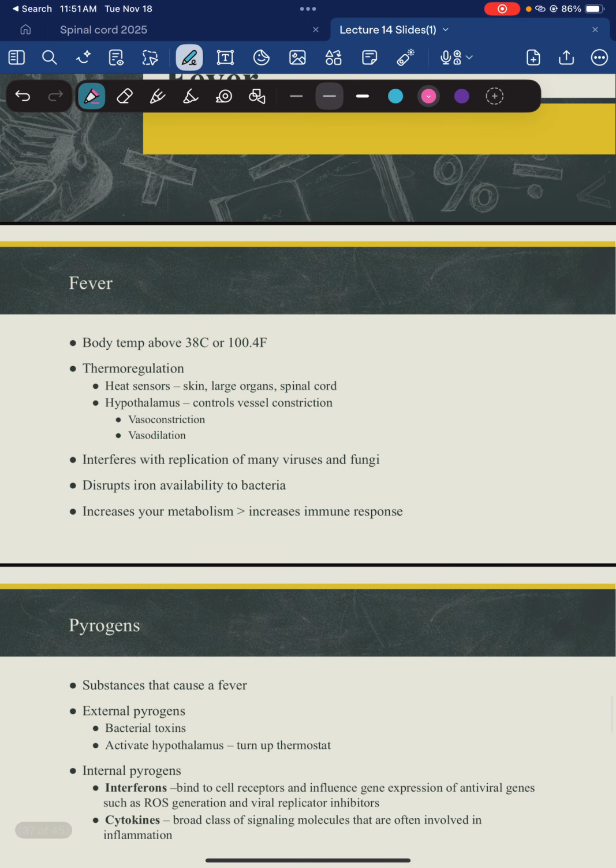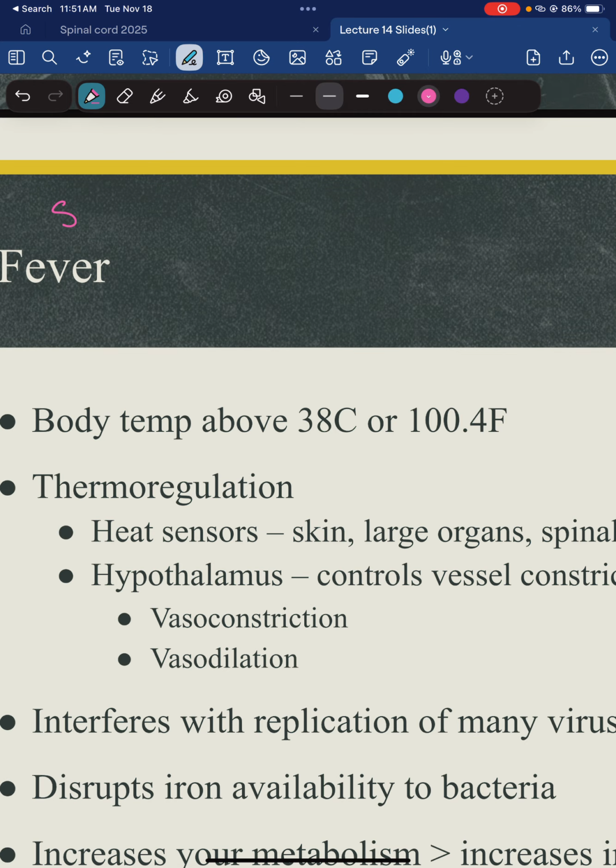Another systemic protection that we have is one that you are all familiar with, which is fevers.